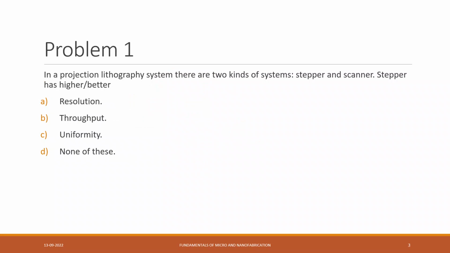Okay, so this is problem one, a question from projection lithography. In projection lithography, we have two kinds of system: one is stepper and another is scanner. You have to compare stepper and scanner, and mention in which of the properties in the options stepper is better compared to scanner.